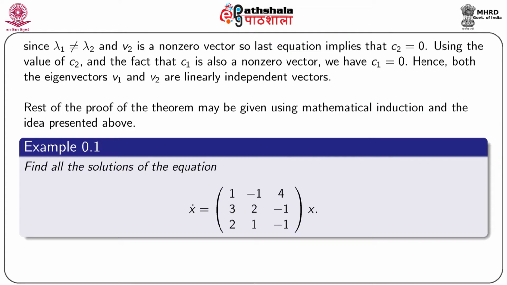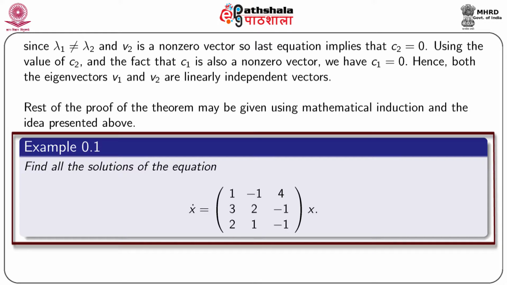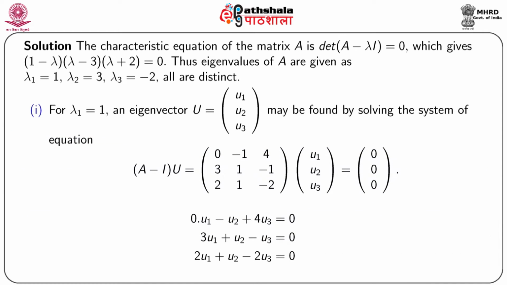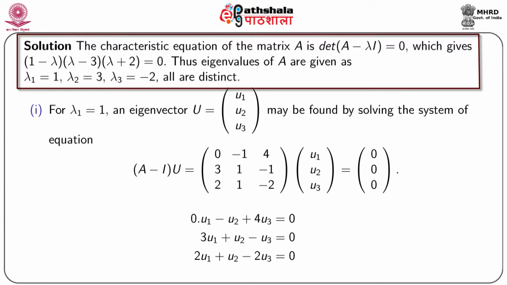We now look into the example where you have to find the solution of the equation x dot, which is dx by dt, is equal to Ax, where A is the matrix 1, minus 1, 4; 3, 2, minus 1; and 2, 1, minus 1. The very first thing you do is to find the characteristic equation of the matrix, which is defined by determinant of A minus lambda I is equal to 0, where I is the unit matrix 1 0 0, 0 1 0 and 0 0 1.